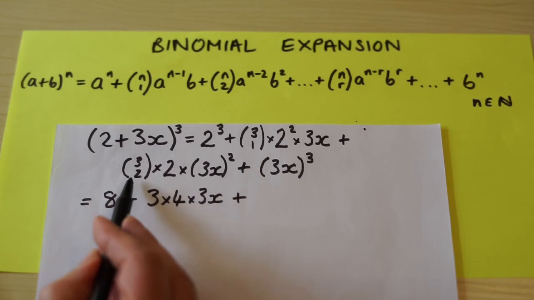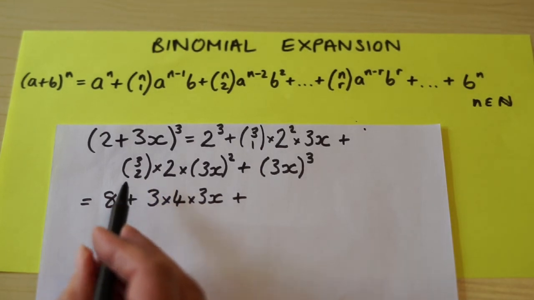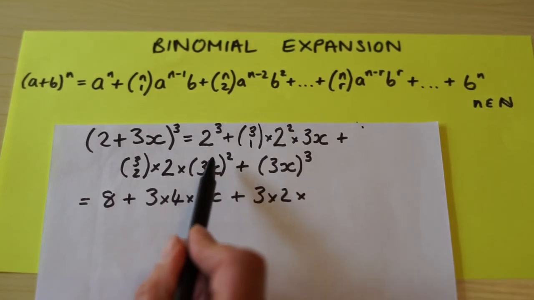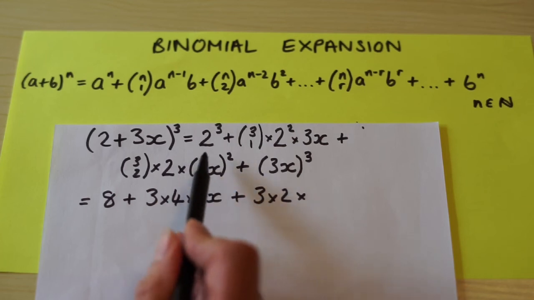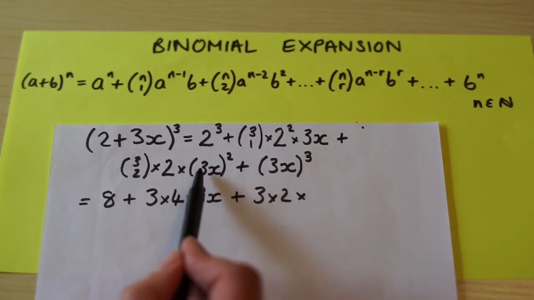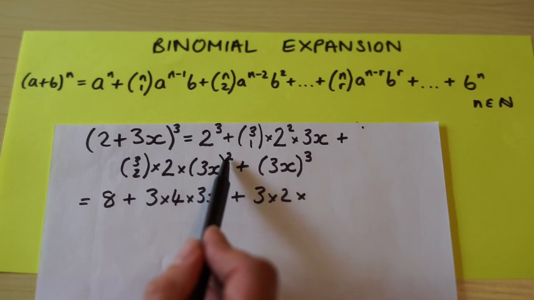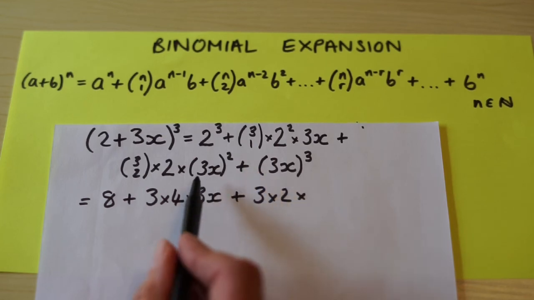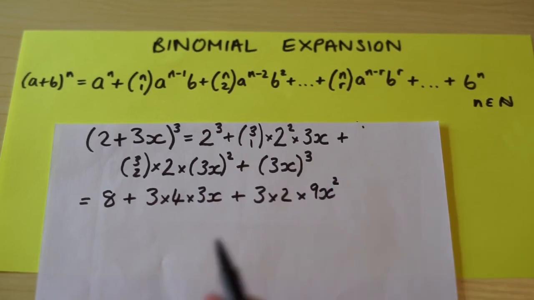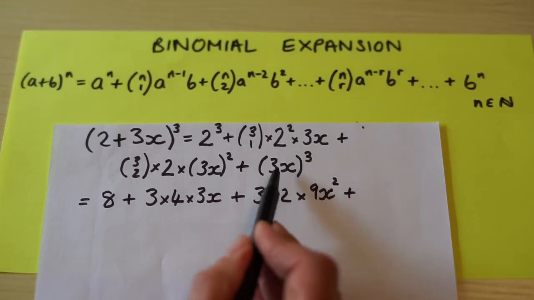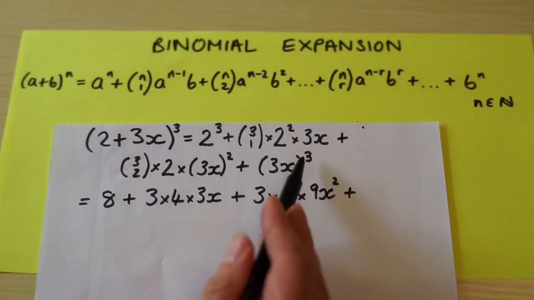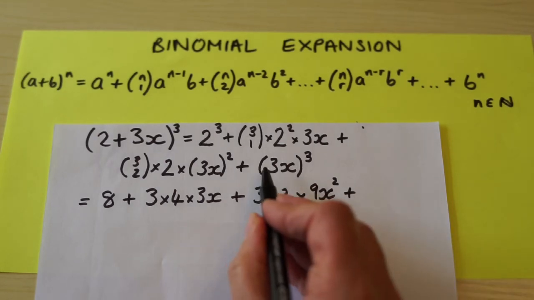Next, 3 choose 2 on your calculator is 3, multiplied by 2, multiplied by, okay, this is a thing to be very careful about. We've got 3x all to the power 2. That's the important thing to remember, that the 3 has to be raised to the power 2 as well as the x. So 3 squared is 9 and x squared. Likewise on this one, the whole of the B term is raised to the power 3. So you have to remember to raise 3 to the power 3.